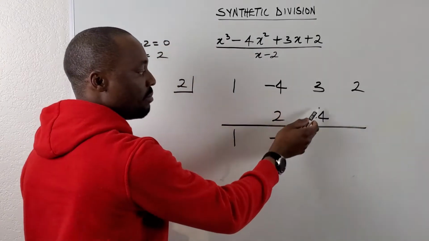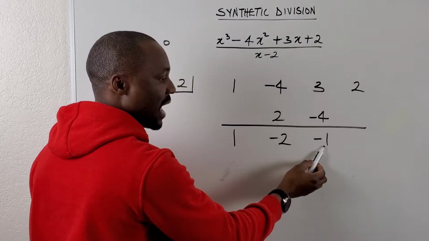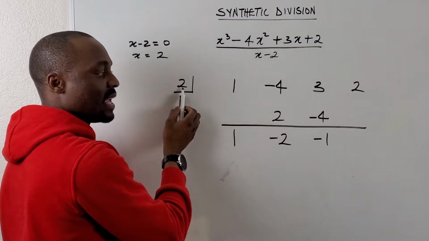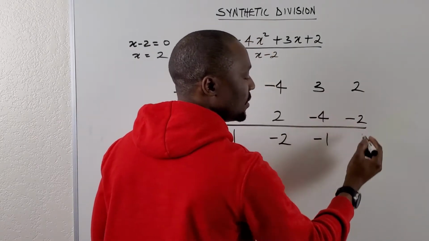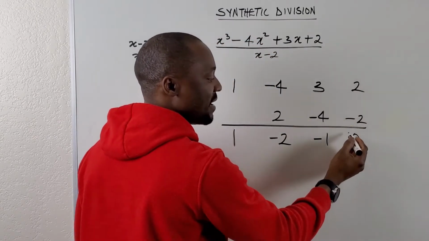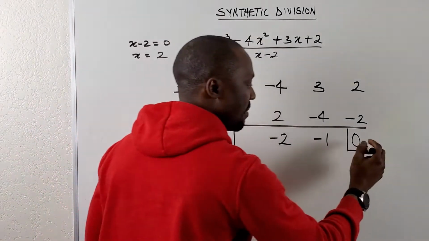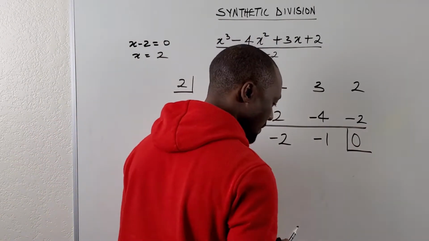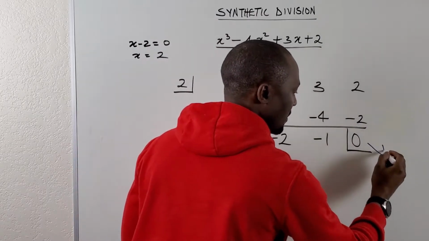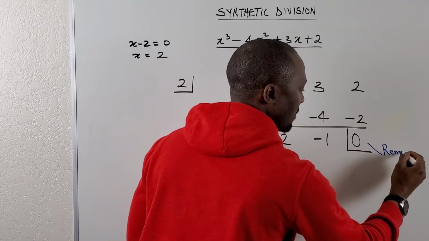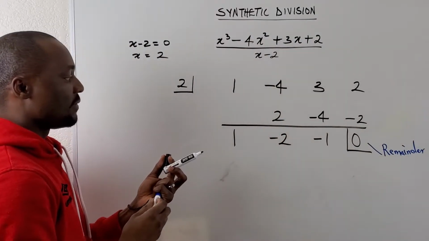Okay, 3 plus negative 4 is negative 1. Take this answer, multiply it by 2 again. That's negative 2. Write it here. Add these 2 together, you get 0. The very last thing you write is the remainder. Always the remainder. So this is the remainder. I'm going to label this as the remainder. Okay, so that's the remainder of this function.